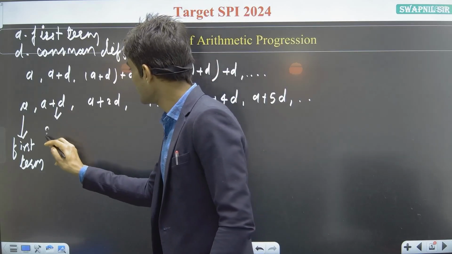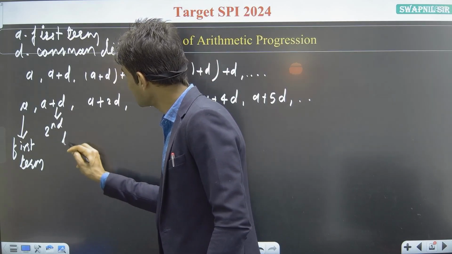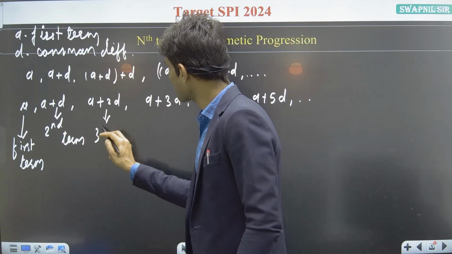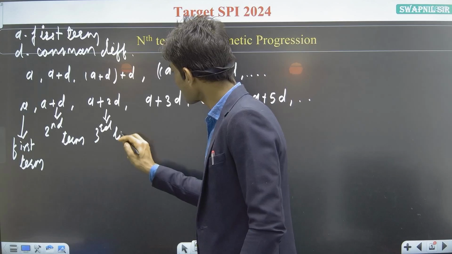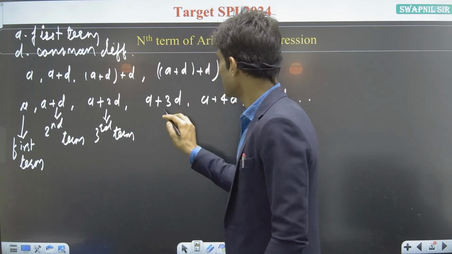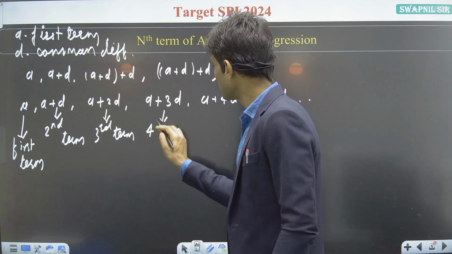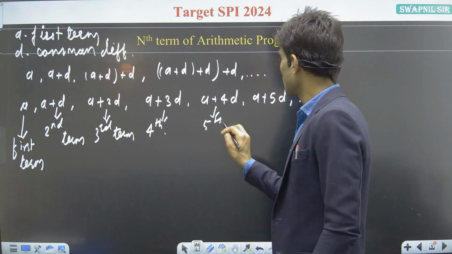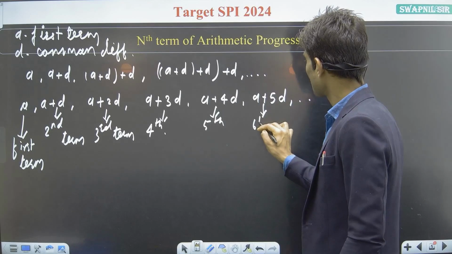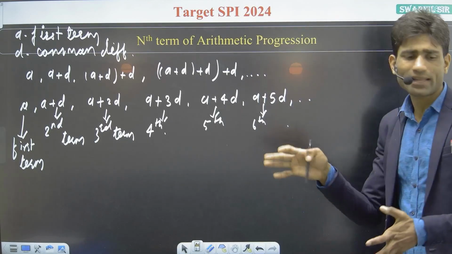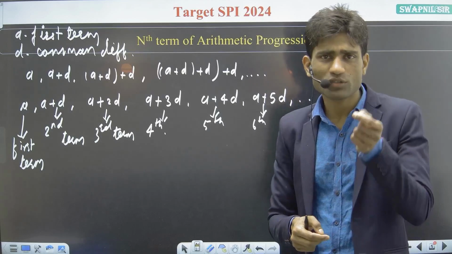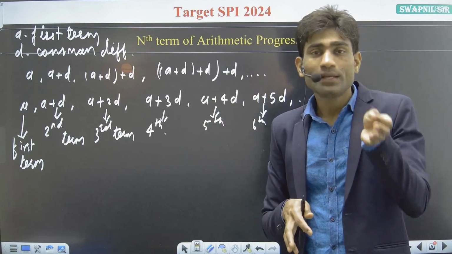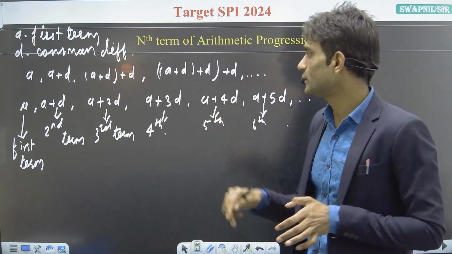This one is the second term. This one is the third term. This one is the fourth term. And fifth term. Sixth term. And so on. These are n number of terms which are present here. Now generally we denote T1 as the first term, T2 as the second term, T3 as the third term, T4 as the fourth term.